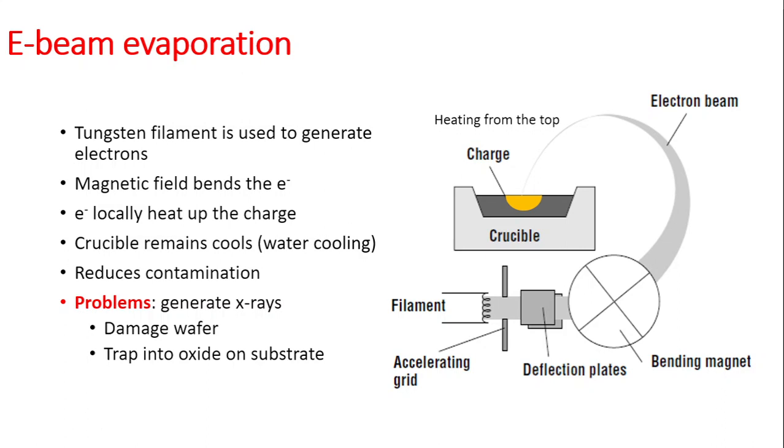So if you're doing something like metal lift-off, if you cross-link a polymer, metal lift-off might be impossible. And also if you have some porous oxide, then the electrons can actually go and get trapped inside the oxide. So these are some problems that can arise from e-beam evaporation.